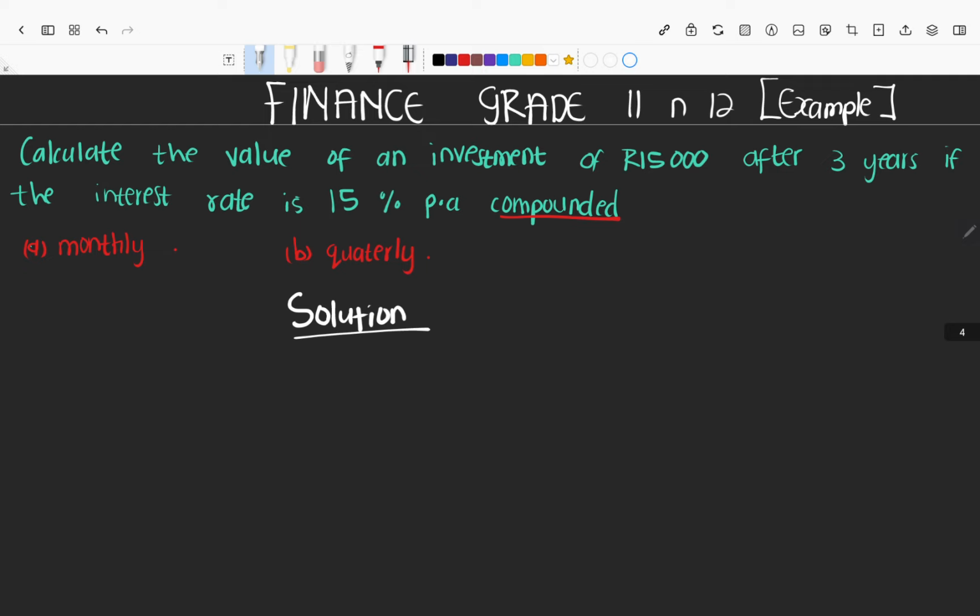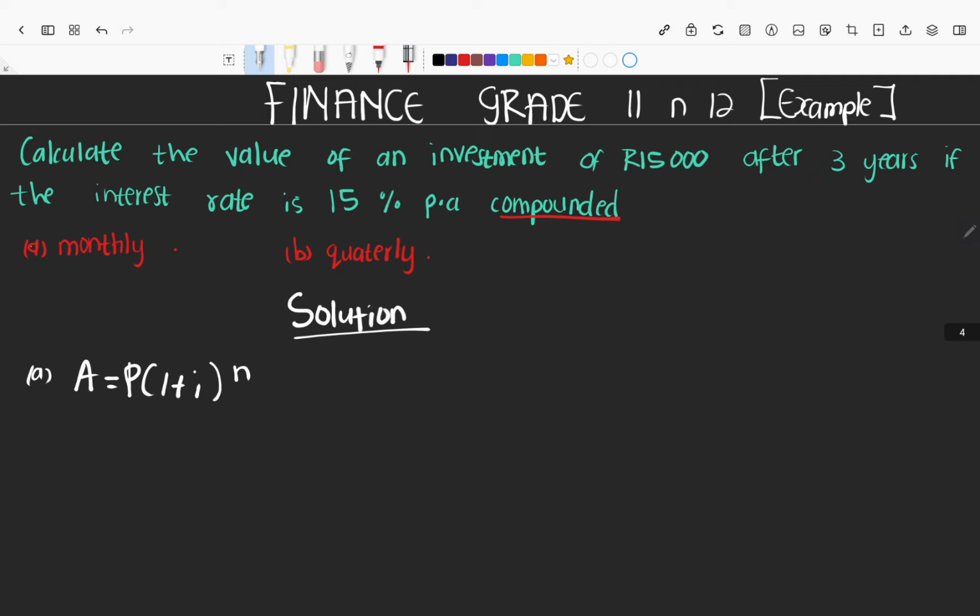For A, we're going to firstly write the compound interest formula because it is compounded. I've said that a compound interest formula is a complex formula, so it has an exponent n. That's a cool way to differentiate between a compound interest formula and a simple interest one.